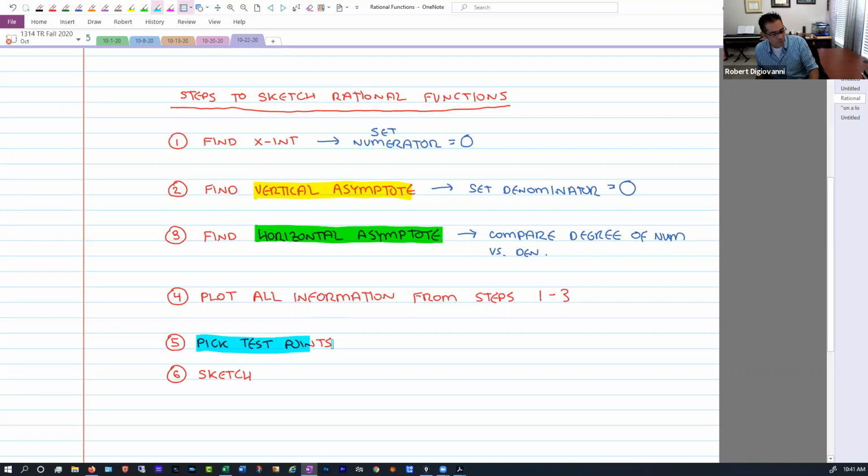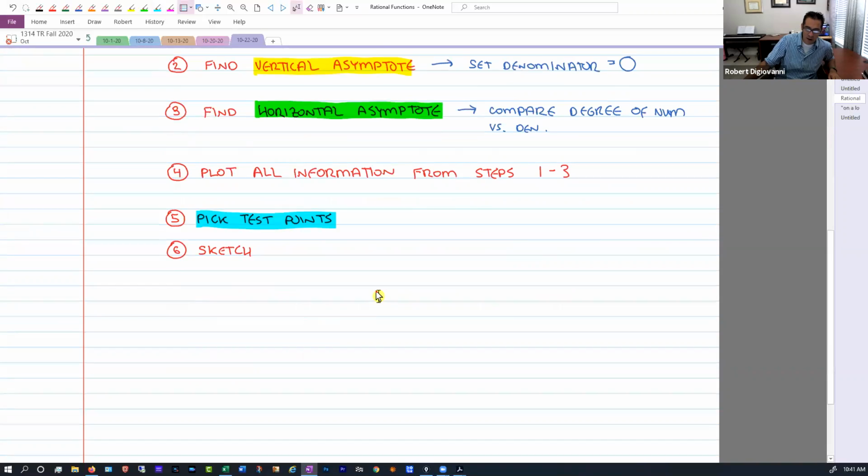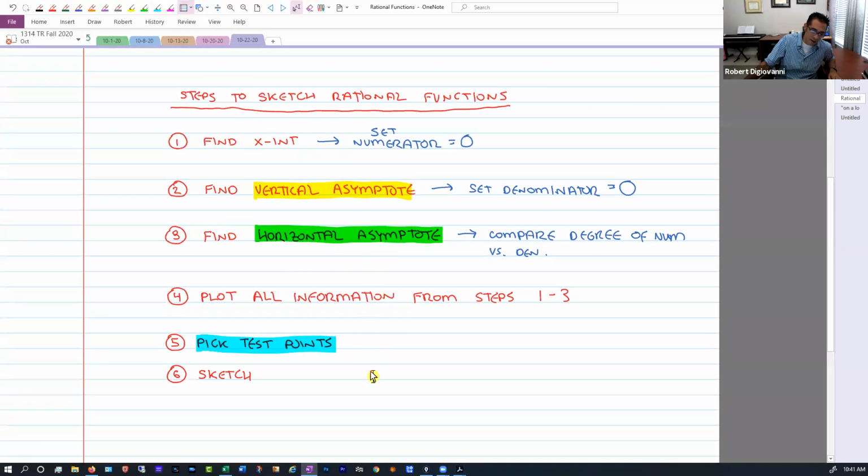This part, picking test points, you have no idea right now what I'm talking about, all right? So don't stress out about it. These are the steps to sketch a rational function. We will go through this in detail on Tuesday and hopefully be able to get through a few examples to get you ready for the test.